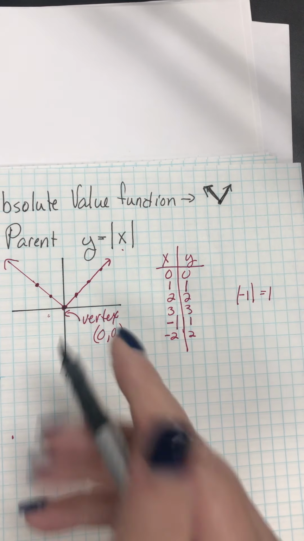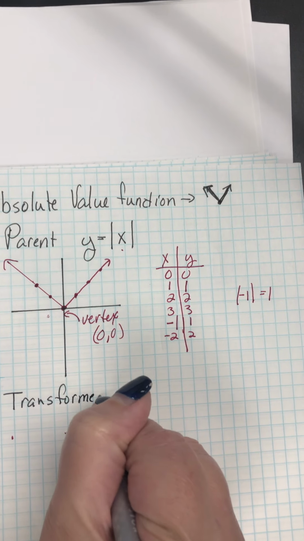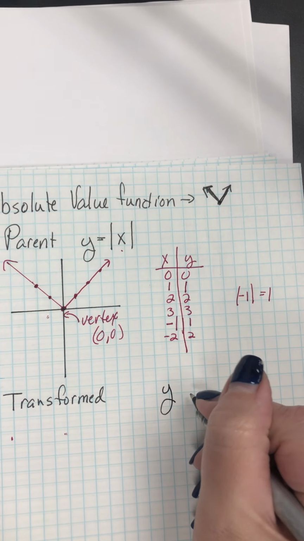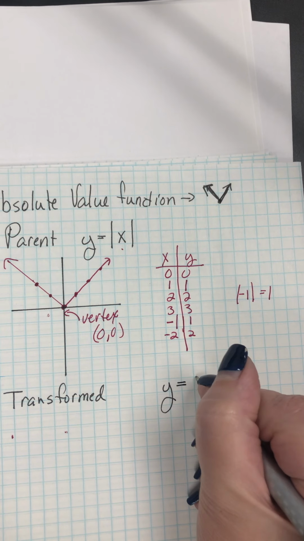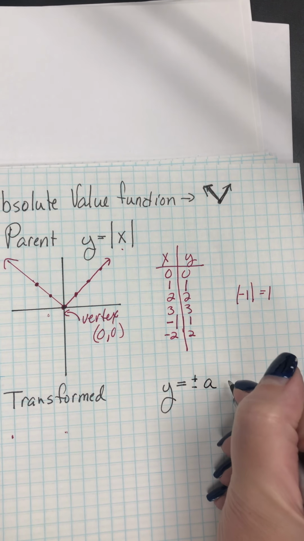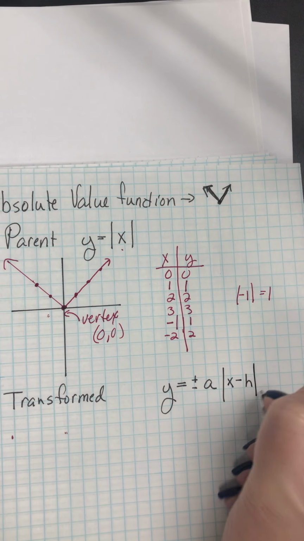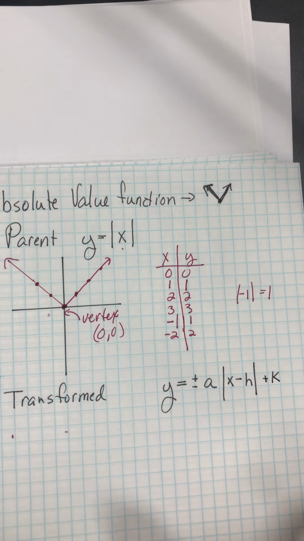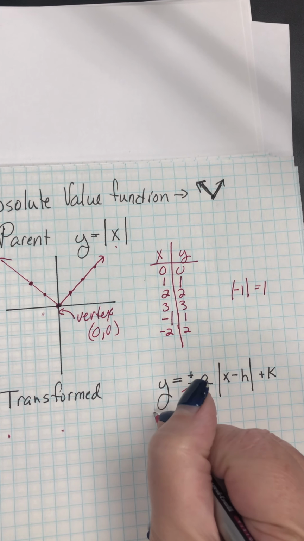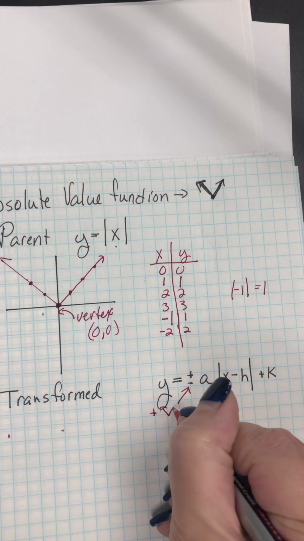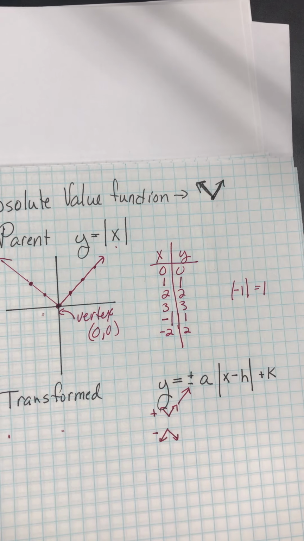Now, our transformed functions are going to follow a very similar pattern to our quadratic formula. It's going to be y equals plus or minus a times the absolute value of x minus h plus k. If it is positive, it is going to open upward. If it is negative, it is going to reflect downward, and both lines will be going down.